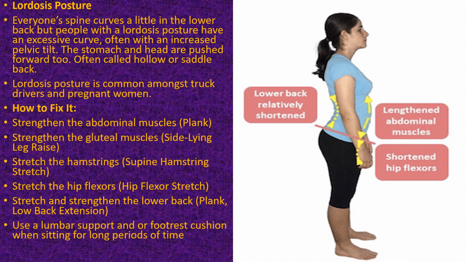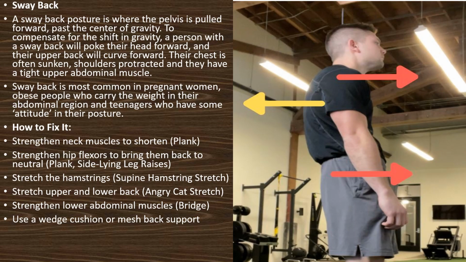So we will see the exercises in the session. You just look at the girl: lower back, relatively shortened hip flexors, lengthened abdominal muscles, right? She just look at that, the curve is there. The stomach is bent, the stomach is in the front, so this is called the lordosis posture. Sway back. A sway back posture is where the pelvis is pulled forward past the center of gravity to compensate for the shift in gravity.